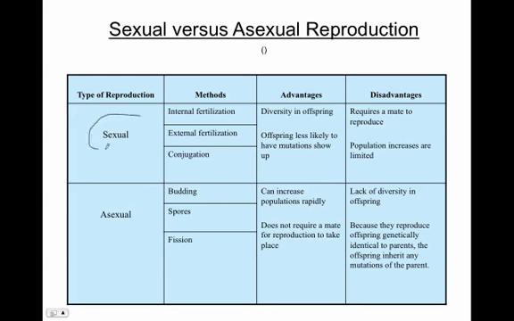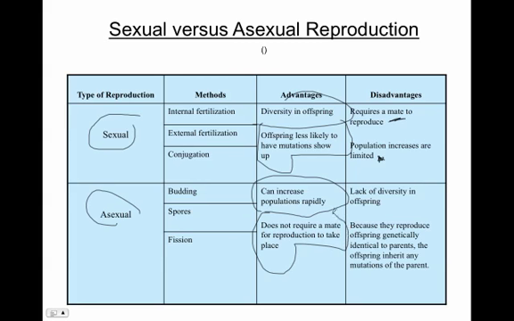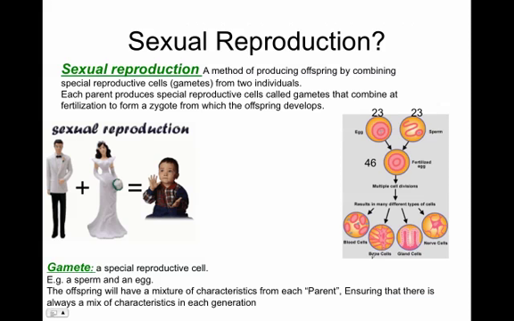So here it is again, sexual reproduction. You get advantages: diversity, and offspring are less likely to have mutations. Disadvantage: it requires a mate, and population increases are limited because you can't make as many individuals. Asexual reproduction, like budding and spores and binary fission. Advantage: you can increase your population very rapidly and it doesn't require a mate, which takes less time. Bad things about it: lack of diversity, and because they reproduce offspring that are genetically the same, there could be mutations.